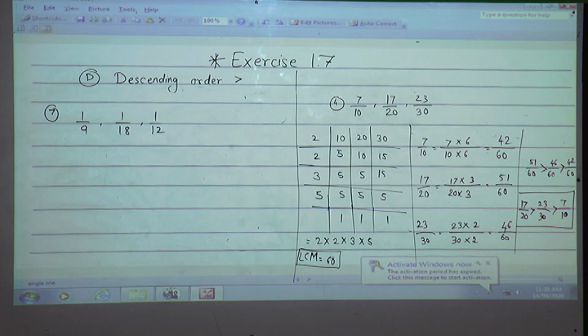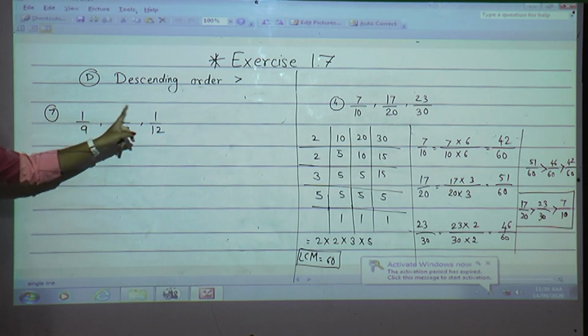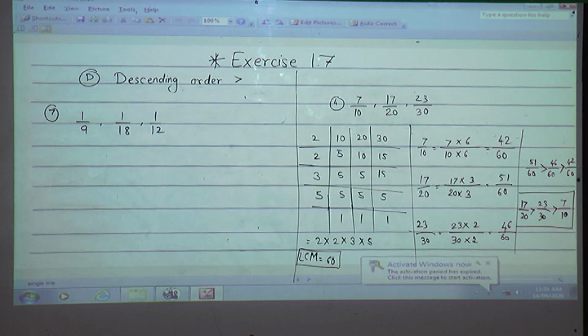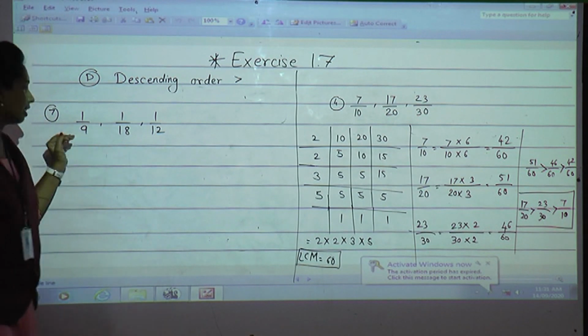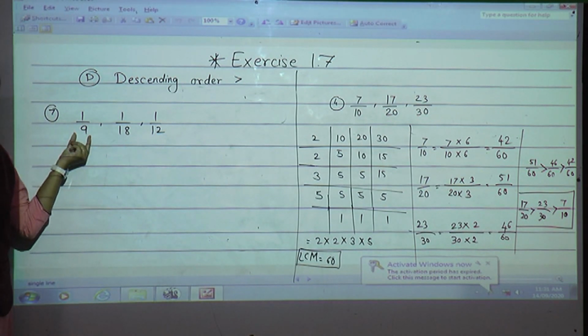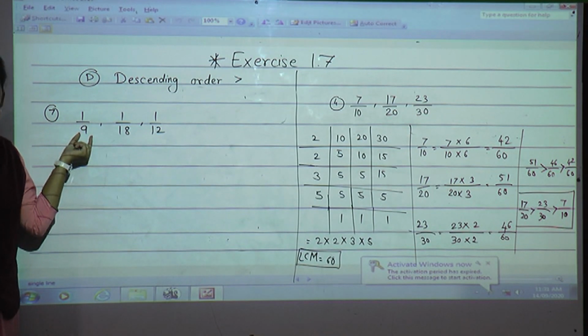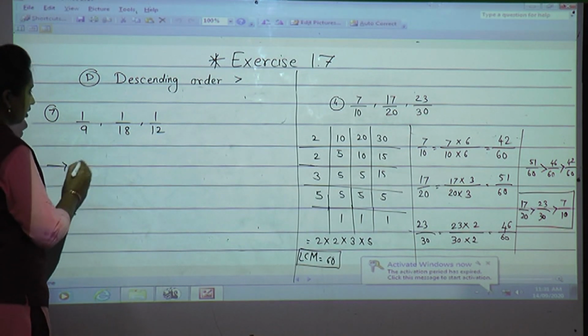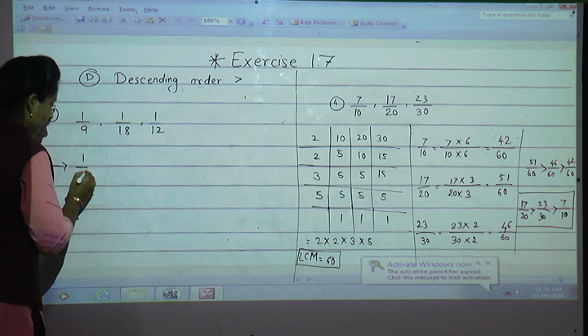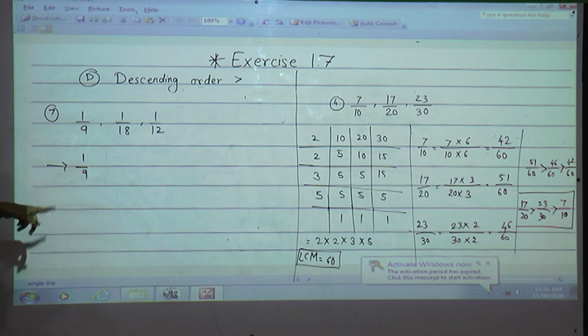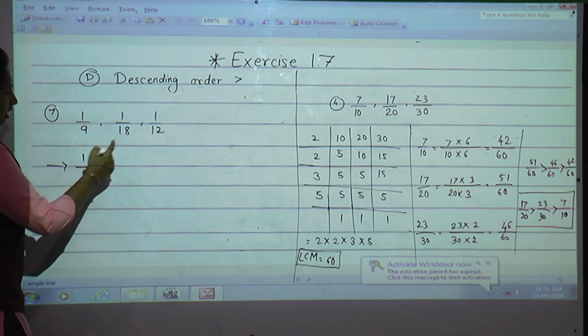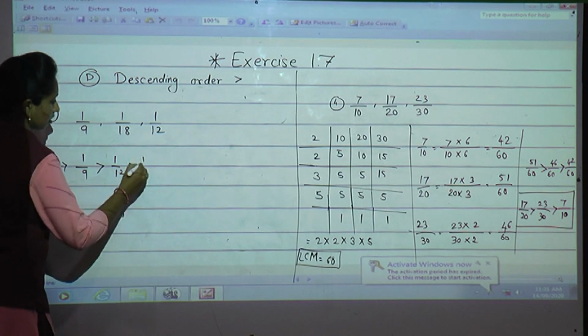Now see the numbers. Now tell me what you can see difference. Yes, see students, again numerators are same. 1, 1, 1. Now what we have to do, if the numerators are same, we have to compare the denominators. But here we are arranging into descending order. See, in descending order, which is smaller denominator, that will be greater fraction. So compare 9, 18 and 12, which is smaller? 9. Denominator smaller means greater fraction. Now next 12 and the next 18.